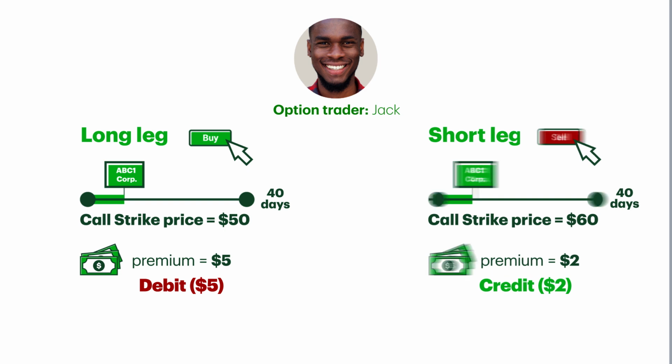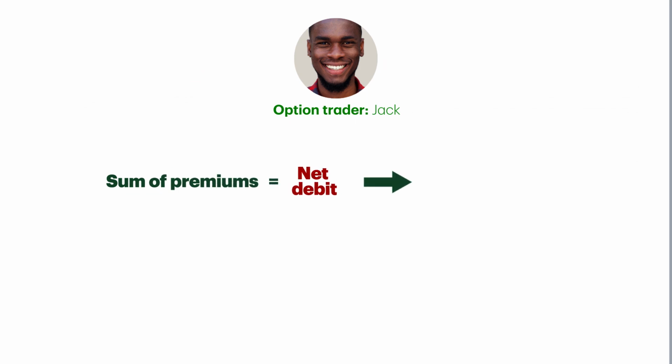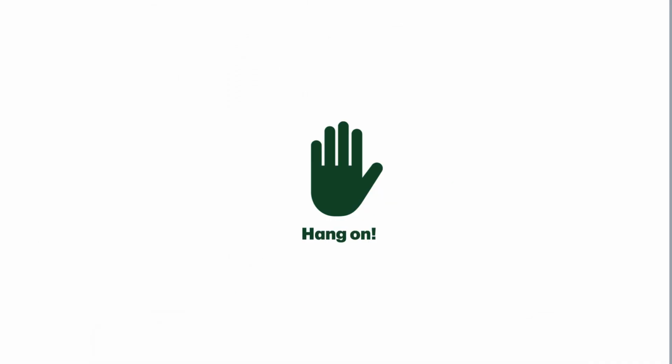The price of an option spread is the sum of a debit and a credit for each leg. In this example, Jack pays a debit of $5 from buying a call and receives a credit of $2 from selling a call, for a net debit of $3. Since the spread is traded for a net debit, it's called a debit spread. But if the sum of the premiums results in a net credit, the spread is called a credit spread. Straightforward, right? Well, hang on, because it might get a little confusing with this next part.